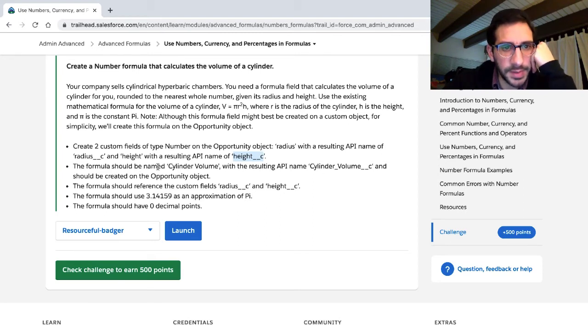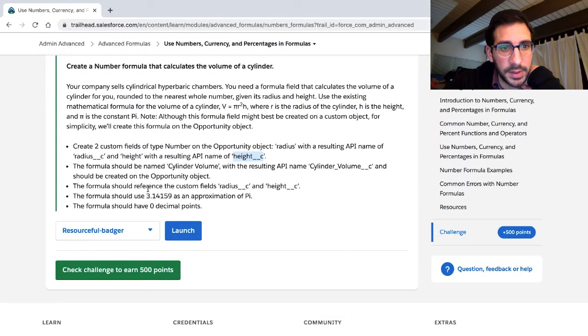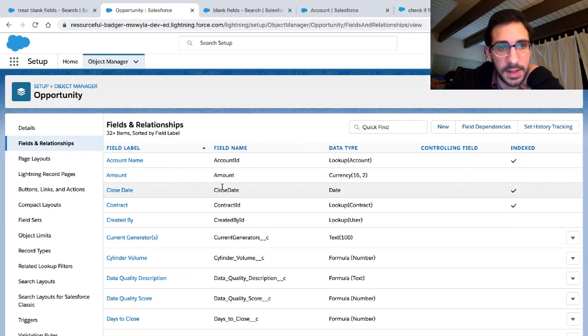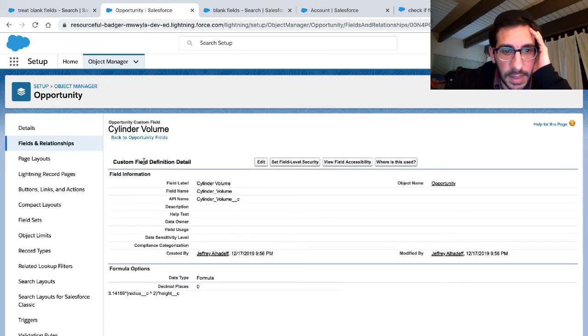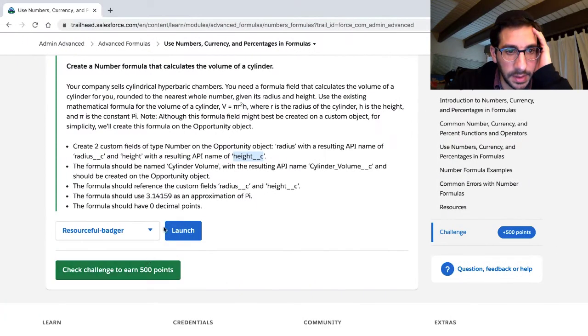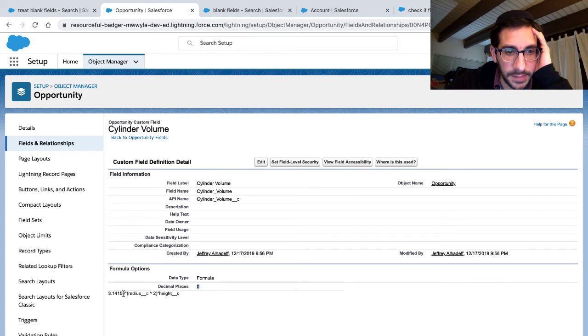And then the formula should be named cylinder volume, and the resulting API name cylinder volume C, and it should be created on the opportunity object. Here we are on the opportunity object. The formula should reference the custom fields radius c and height c. Okay, so the decimal places that it returns is 0. That was one of the things that was important. Formula should have 0 decimal places, 3.1459, and that's the formula: radius c to the second power times height c.